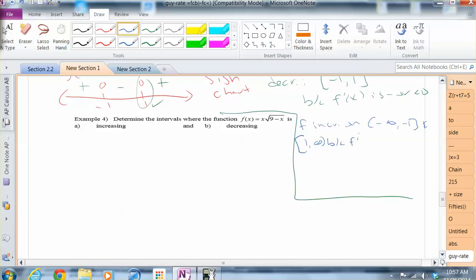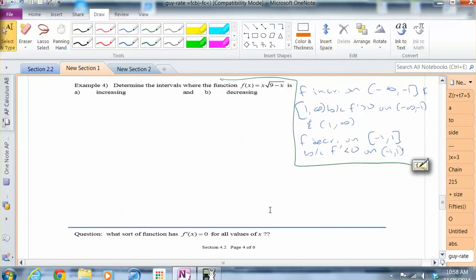Because f prime is greater than 0 on the interval -infinity to -1, not inclusive because it's differentiable there, and 1 to infinity. And then f decreases on this interval, -1 to 1, because f prime is less than 0 on -1 to 1, not inclusive for that. That's a more formal way of writing it. So let's try this again for example 4.